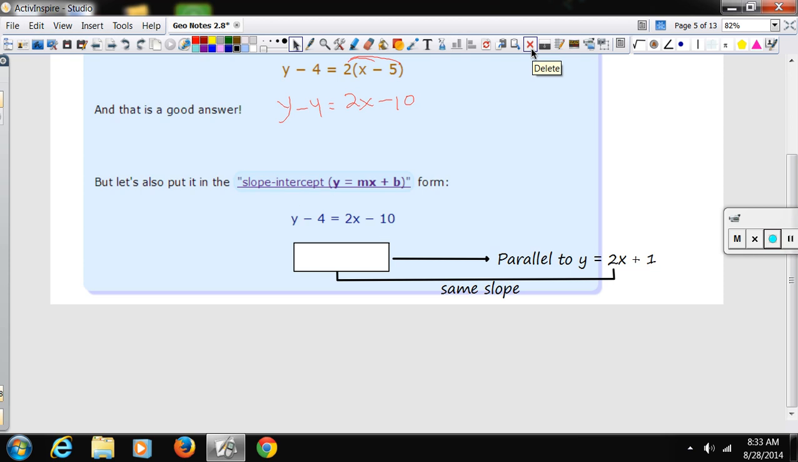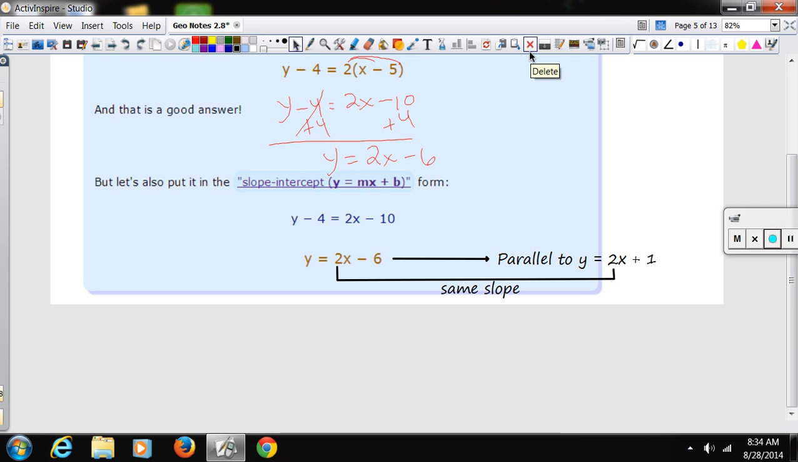Okay, so that's exactly what they did. They put y minus 4 equals 2x minus 10. And just one last step. What do we have to do? Just add 4 to both sides. So you're going to get the 4's to cancel. You get y equals 2x minus 6. So that's what it should be down here. y equals 2x minus 6.